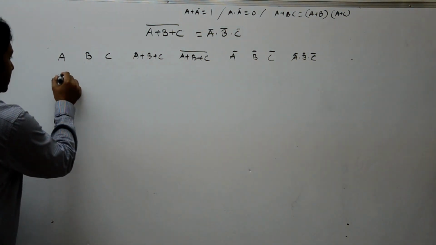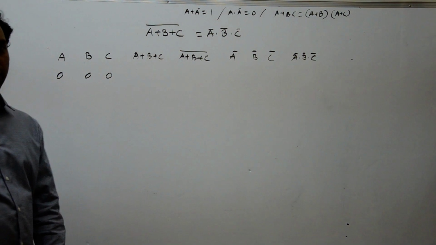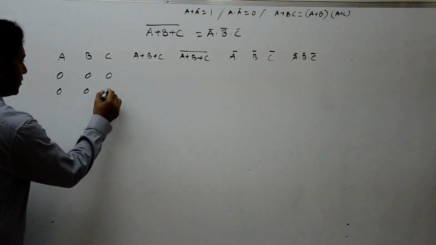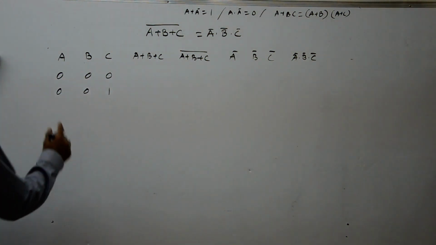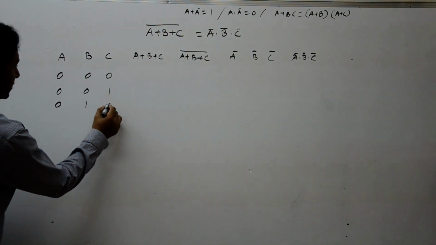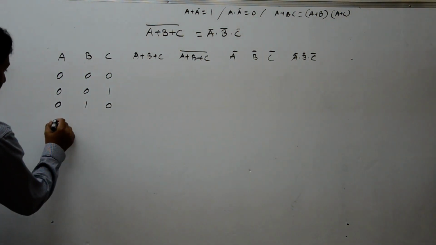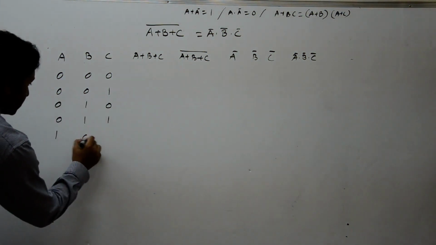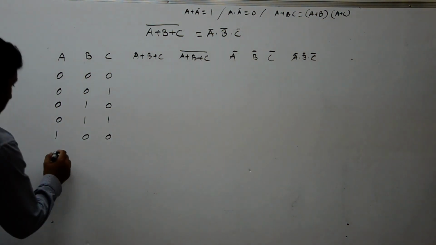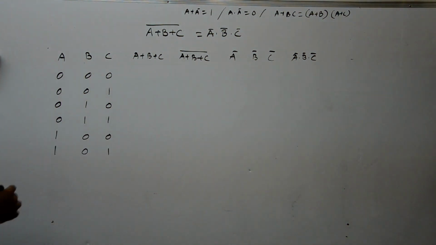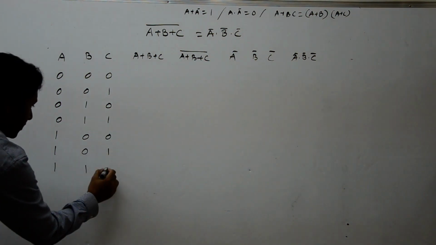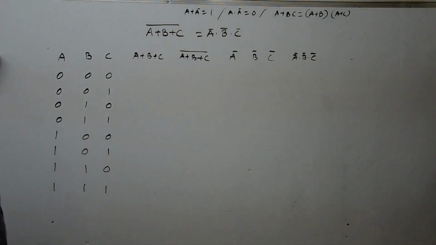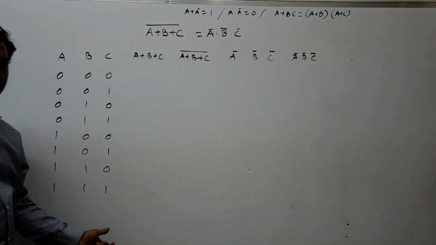See, 0, 0, 0 is equal to 0. Then we need to write out binary 1. 0, 0, 1 is 1. Then we'll write down 2. 0, 1, 0 is 2. Then 0, 1, 1 is 3. 1, 0, 0 is 4. 1, 0, 1 is 5. 1, 1, 0 is 6. And 1, 1, 1 is 7. So it starts from 0 and goes up to 7.